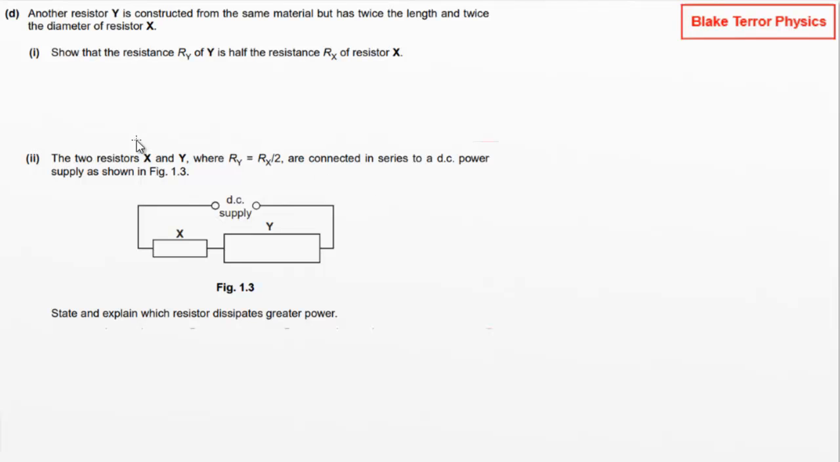But hey ho. Another resistor Y is constructed from the same material, twice the length, twice the diameter. Show the resistance is half. So resistance is rho L over A. So we've got L is times 2. We've got the diameter is times 2. Therefore, area is times 4. So we're going to have, therefore, the resistance multiplied by 2 and then multiplied by 1/4, which is R over 2. So we're just going through in those steps.